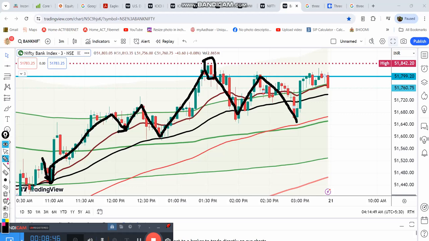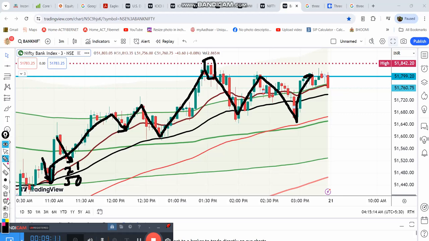This time it came to 100 MA. It went up from 100 MA. It went up after receiving support from 100 MA. So market connected 21 and 50 both together in a candle. It went up and it came to 21 EMA here. Sorry, it came to 21 EMA, and then market came back to 21 again 2 times.